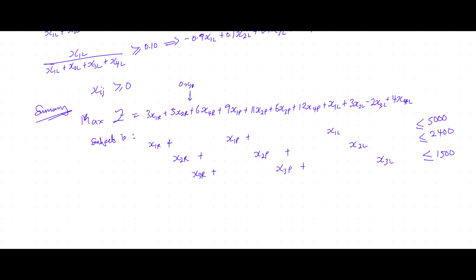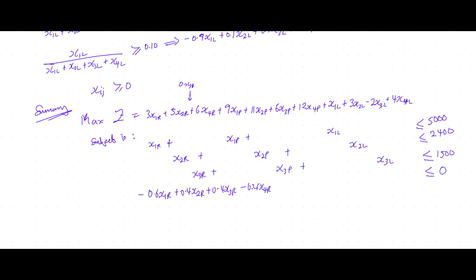Then 0.6 x1r minus x2r. Now, sorry, so we have already converted this into the form, which was negative 0.6 x1r plus 0.4 x2r plus 0.4 x3r minus 0.6 x4r, and this is less than or equal to 0.